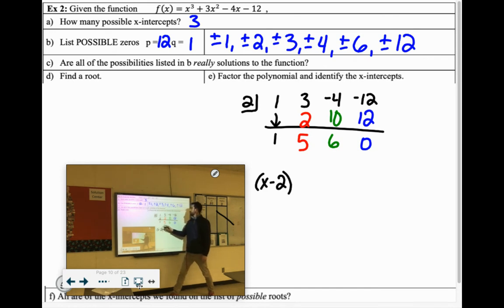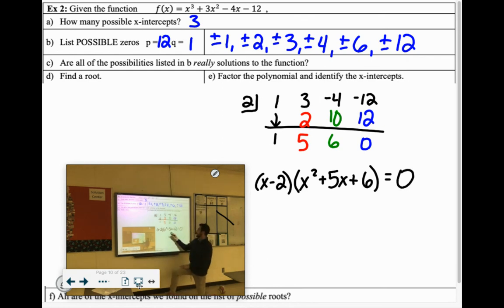And then let's write what's left. We start with x to the third, so this would be x squared plus 5x plus 6. And then I see I'm running out of time. Let's see if we can do it. The factors of 6 that add up to 5 are 2 and 3.